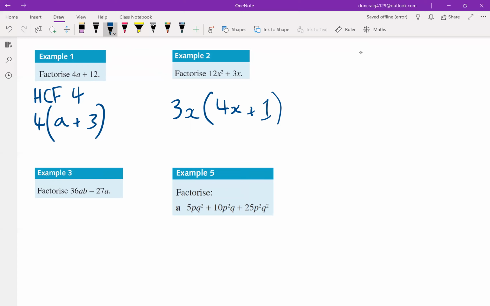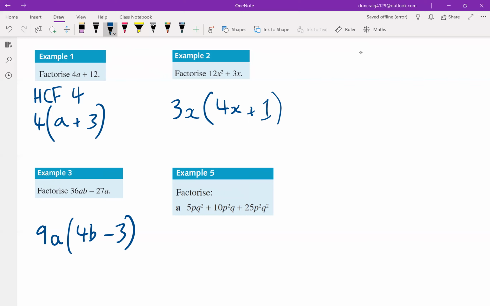In the next example down here, we've got 36ab take 27a. Again, 9 goes into both 36 and 27, so put 9 out the front. Then we've got to think, wait a minute, there's also a letter that will go out the front as well, and a is that letter. It's common to both. So 9a times 4b will give us 36ab, and then 9a times 3 will give us 27.